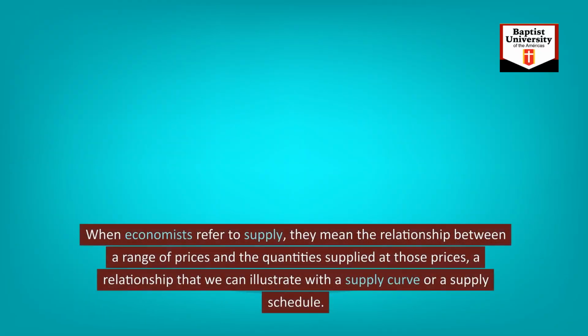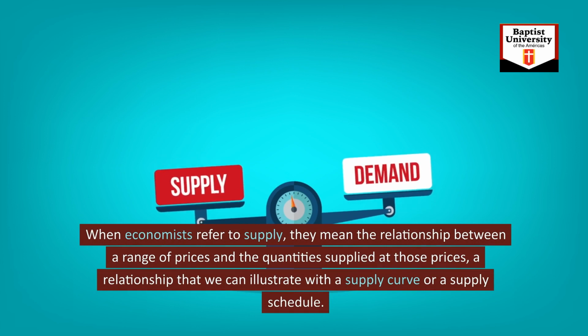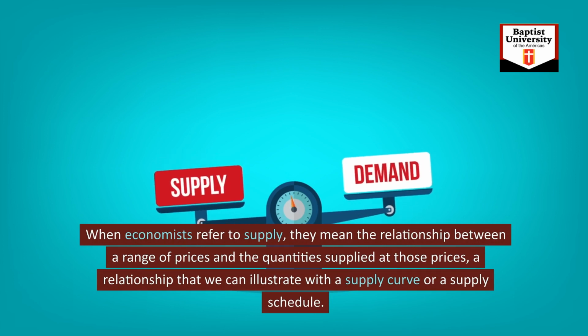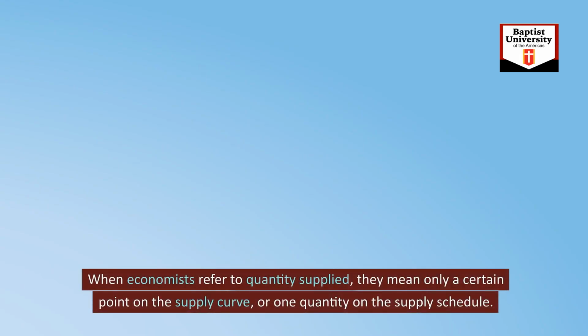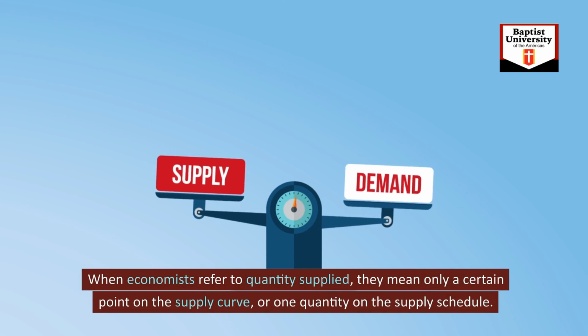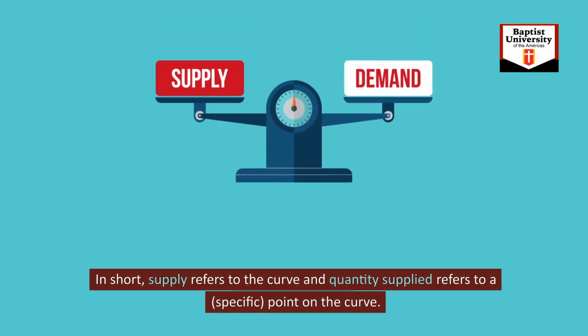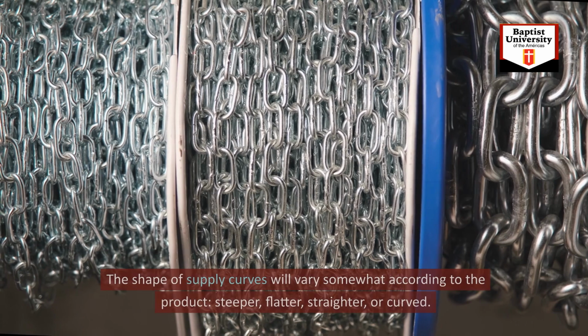When economists refer to supply, they mean the relationship between a range of prices and the quantities supplied at those prices, a relationship that we can illustrate with a supply curve or a supply schedule. When economists refer to quantity supplied, they mean only a certain point on the supply curve or one quantity on the supply schedule. In short, supply refers to the curve and quantity supplied refers to a specific point on the curve.